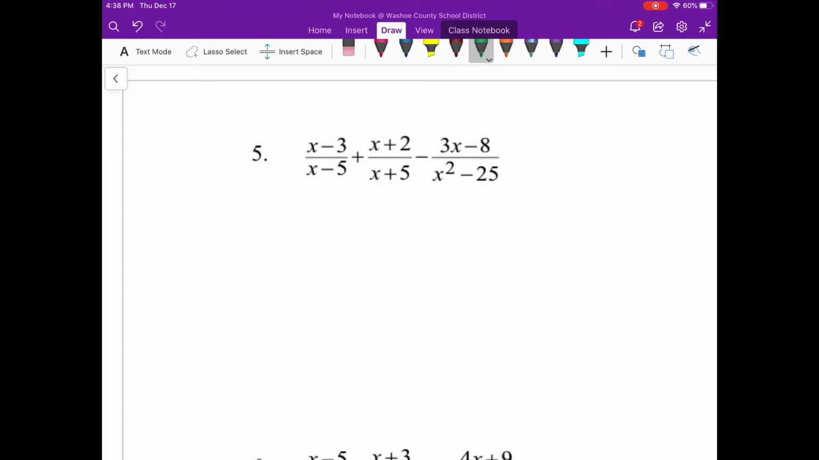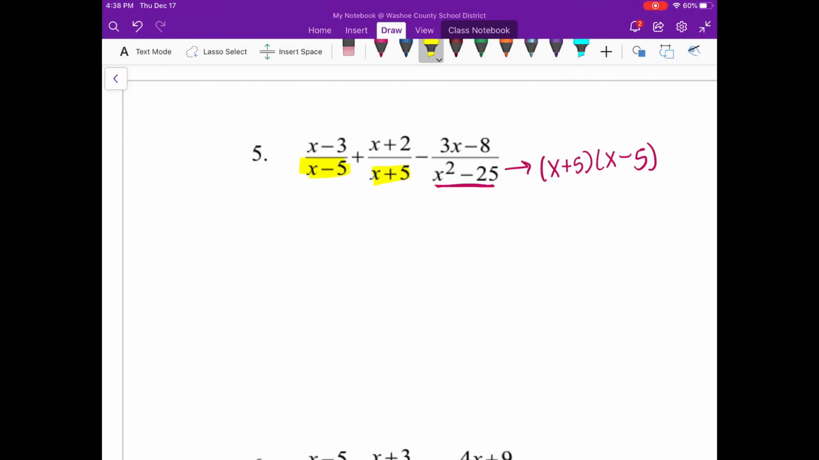All right, number 5. So now it starts looking a little bit more complicated, but same process. If you can factor anything out, factor it out, see if anything is missing, and then go from there. Okay, so here, again, I have a difference of squares, and this difference of squares would factor out to x plus 5, x minus 5.